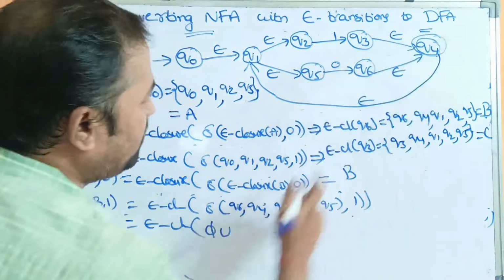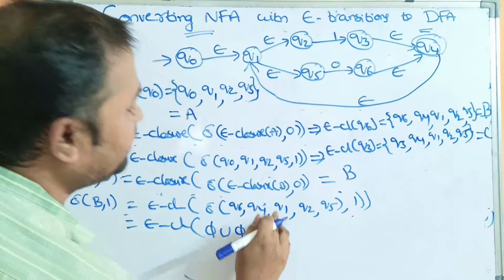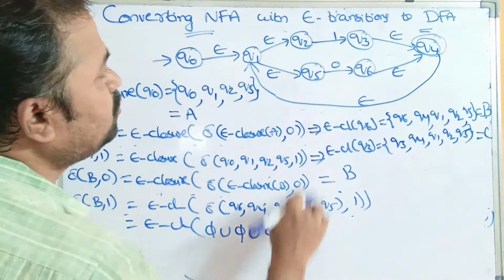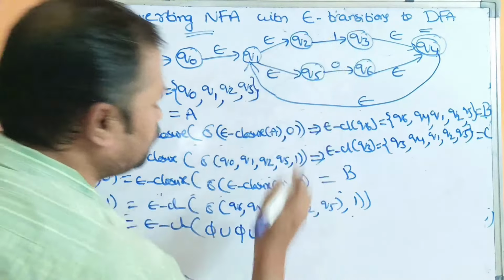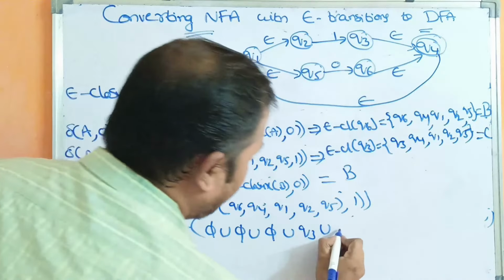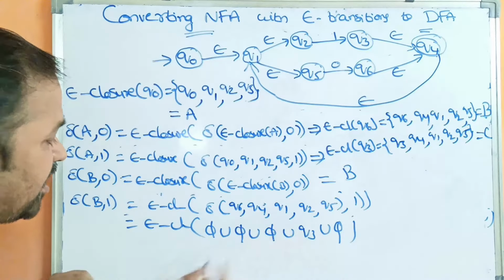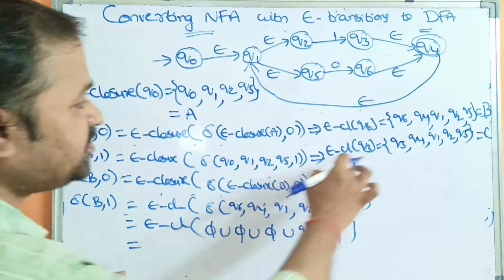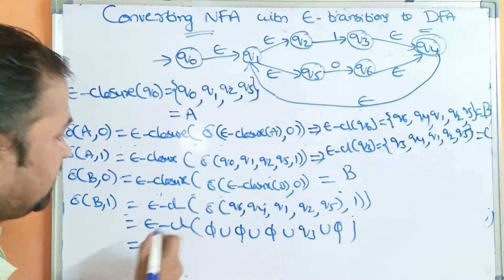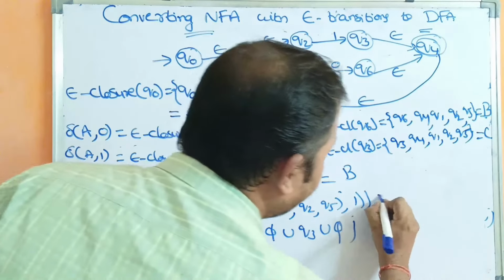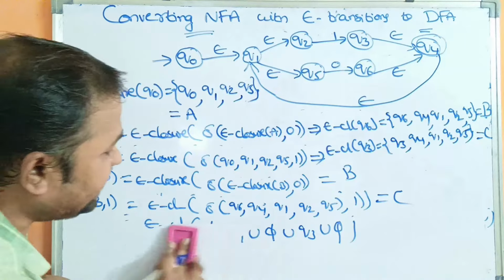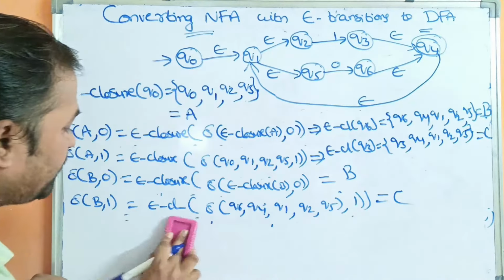What is Q4 comma 1? Phi union Q1 comma 1, phi union Q2 comma 1. If we apply 1 on Q2, we will get Q3 union Q5 comma 1, which is phi. So this is nothing but epsilon closure of Q3. What is epsilon closure of Q3? It is already calculated and we got the state as C. So delta of B comma 1 means C. If we apply 1 on B state, then we will get C as the output.